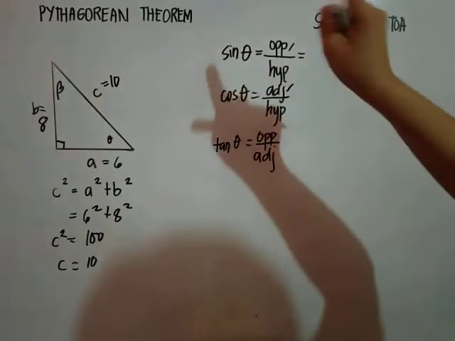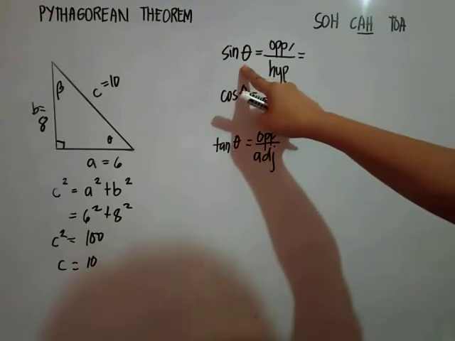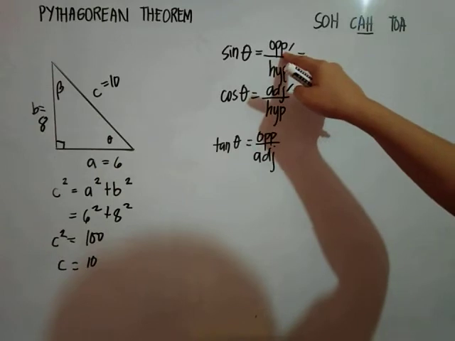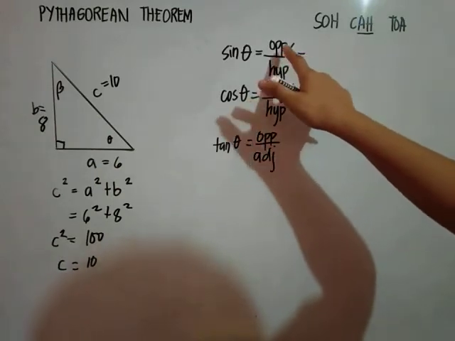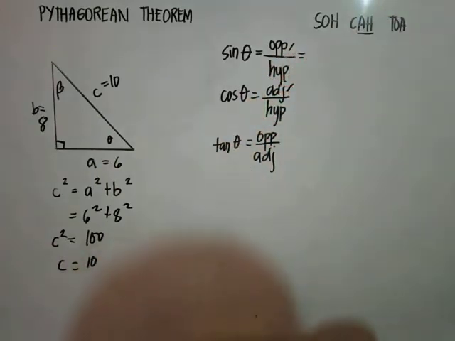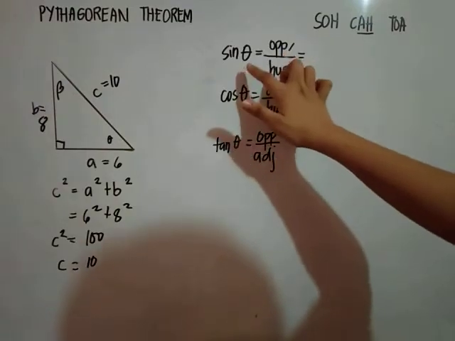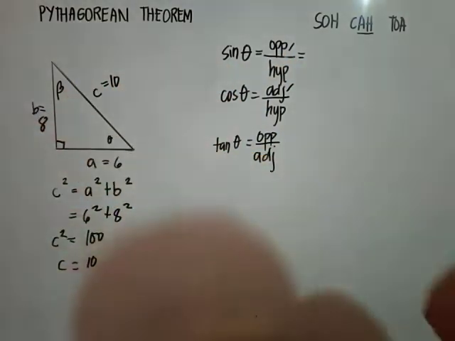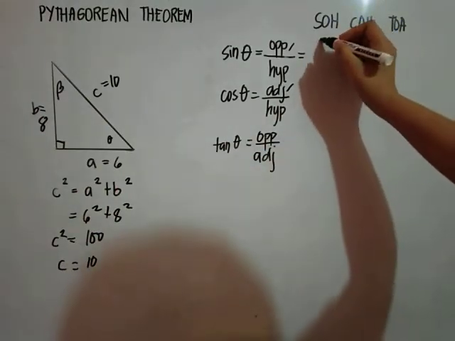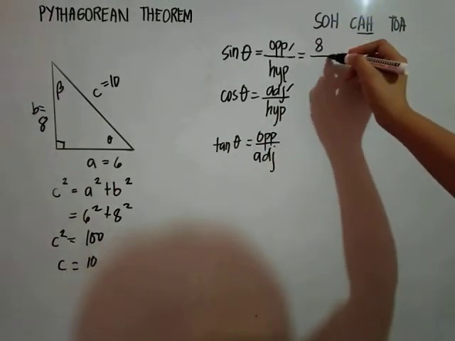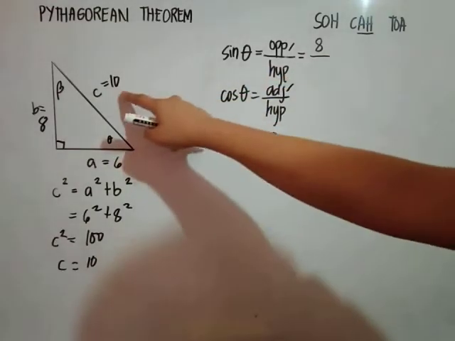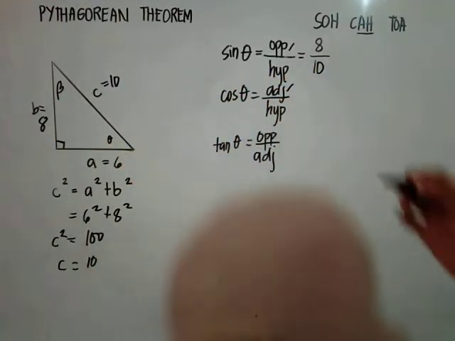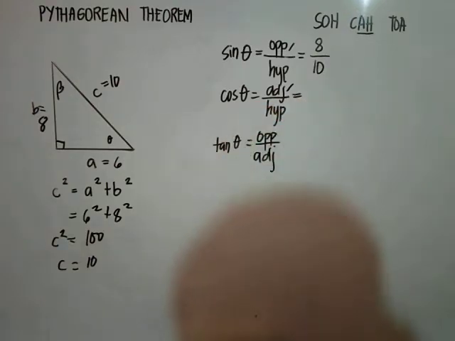Sample tayo. So, let's say ang reference angle natin is si theta. So, sa theta, pag kinuha natin yung opposite side niya, ano ba yung maituturing na opposite side ni theta? So, yung opposite side ng angle theta, which is our B or 8, 'di ba? And then, ano yung hypotenuse? So, we have 10.